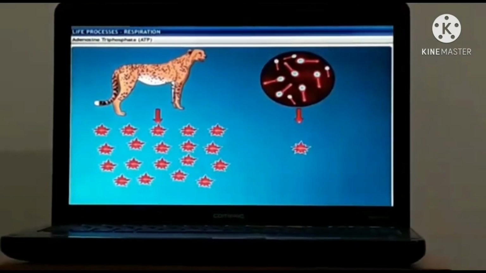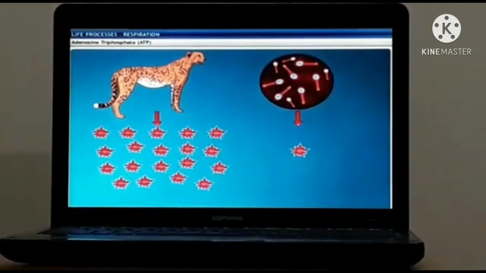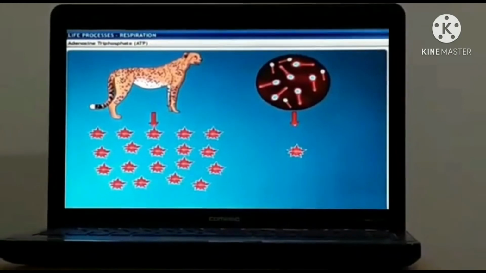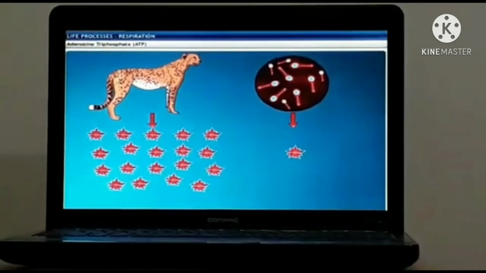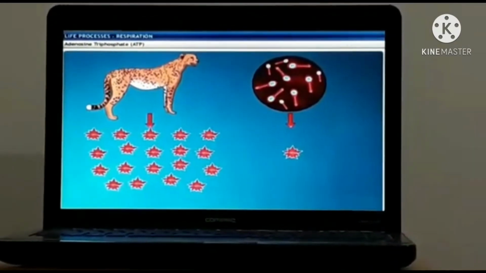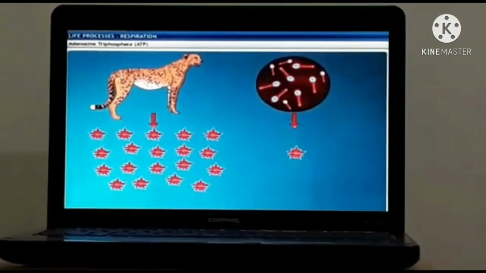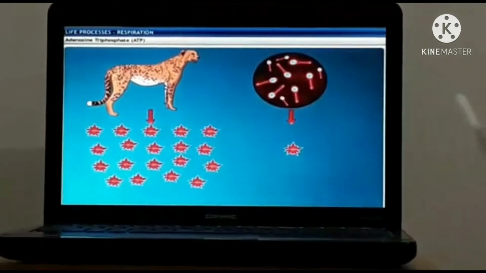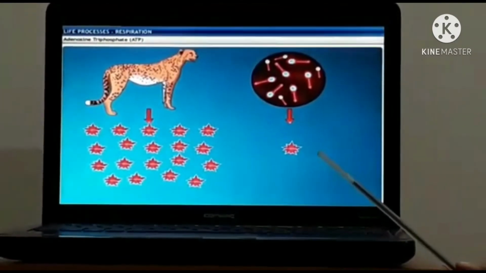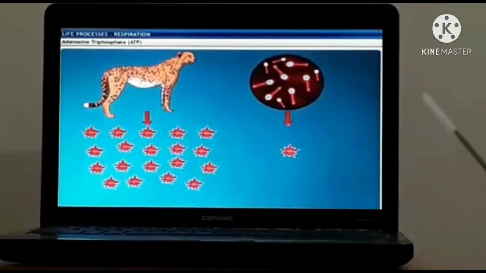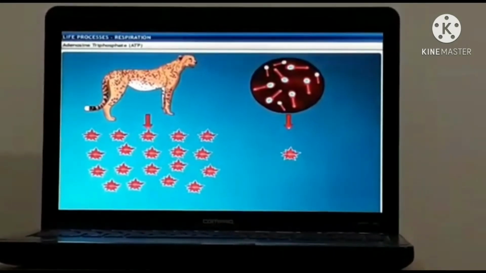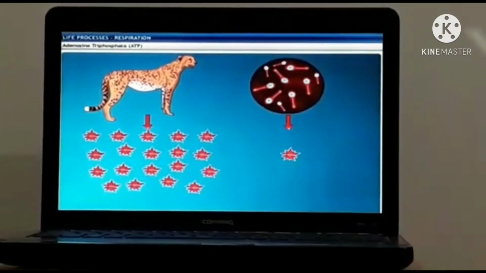What other features do you know, children? Aerobic respiration takes place in presence of oxygen, and the products will be carbon dioxide and water, and it takes place both in cytoplasm and mitochondria. Anaerobic respiration means less energy. Other than this, it takes place in absence of oxygen. The end product is ethyl alcohol, and it takes place only in cytoplasm.